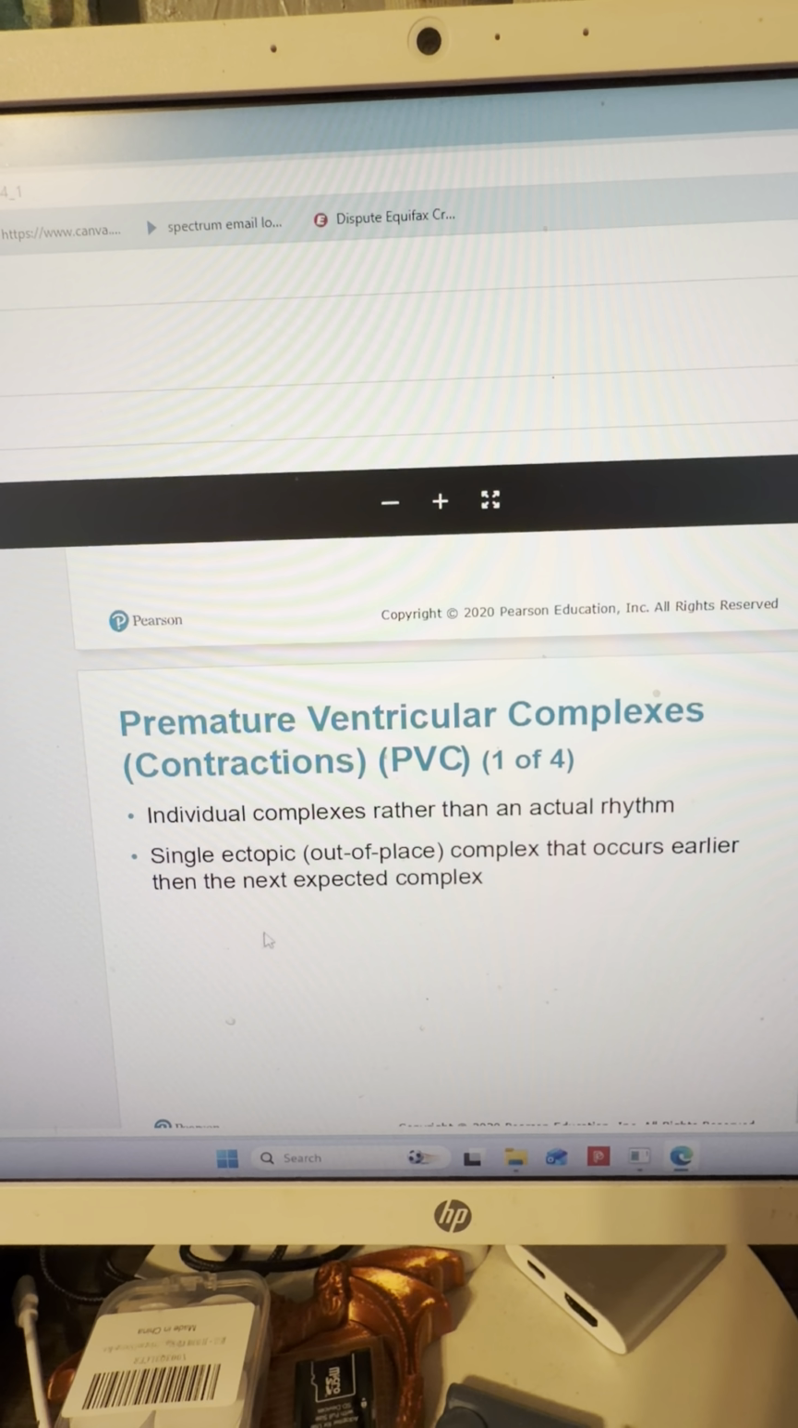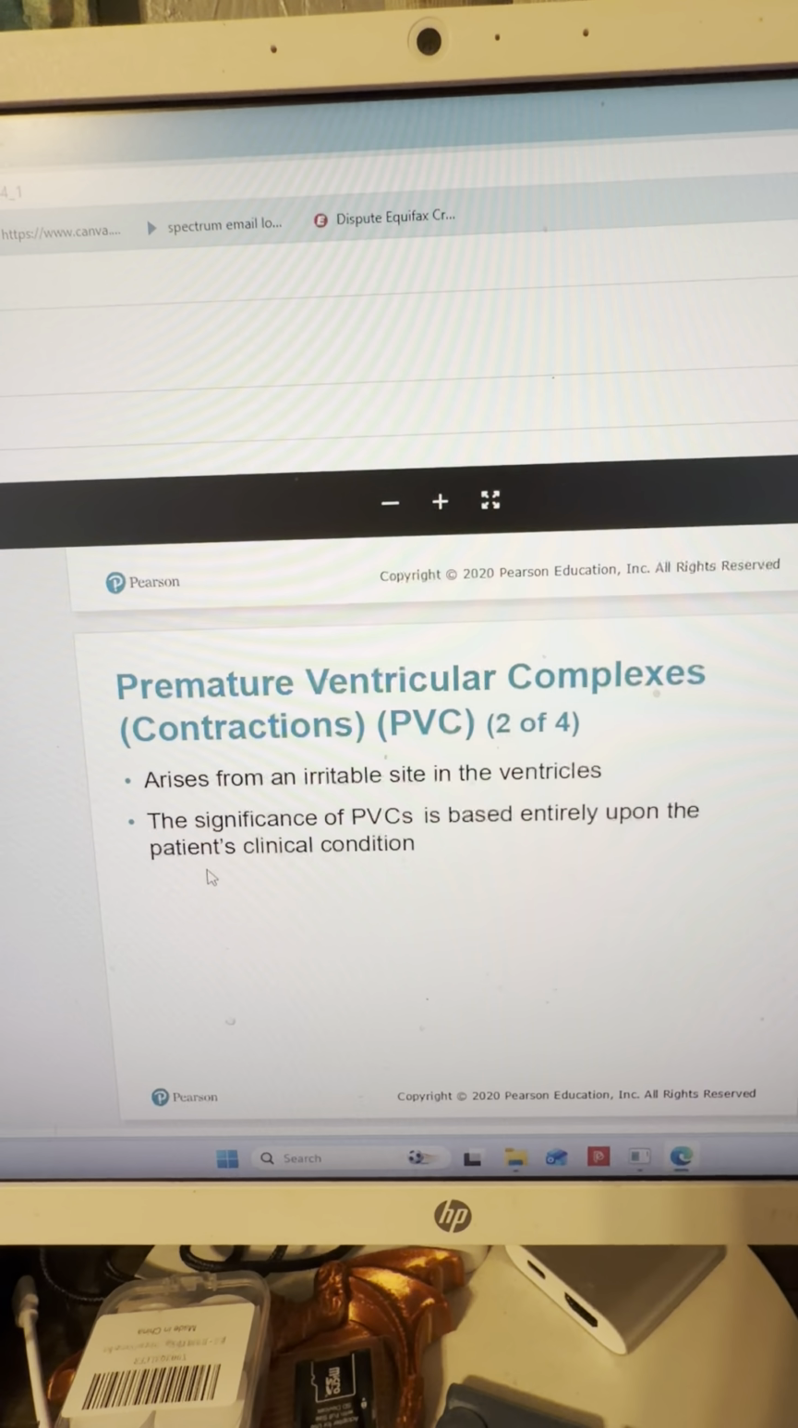PVCs, premature ventricular complexes. Remember, anything premature or ectopic is a one-time thing, sort of, and it's just out of place. It comes before the next expected complex. It's a grouchy site in the ventricle, just a little crybaby that's like, hey, I want to do something too. So it fires off an impulse, and the result is a PVC. Now, one every now and then is not that big of a deal, but they can become more frequent. They can also not produce a pulse.